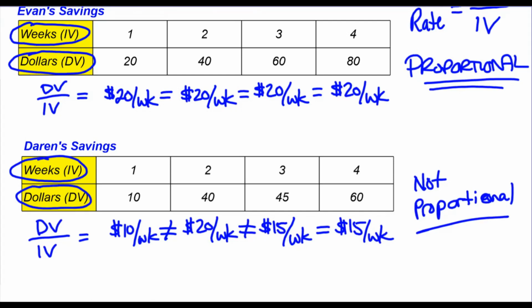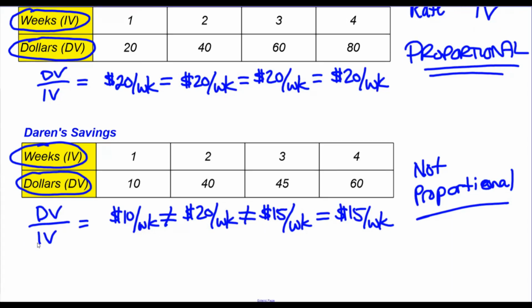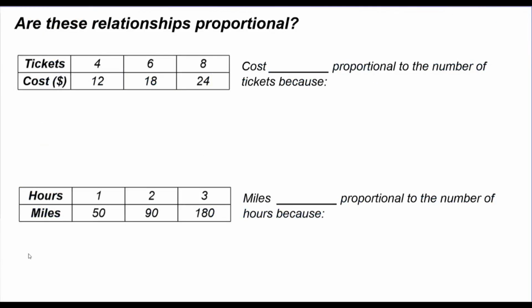So that's how we can identify a proportional relationship in a table. See if all of the ratios are equal, or see if they all have a constant, unchanging unit rate. So let's take a look at these tables and determine if they are proportional or not. So here we've got a table of tickets and the cost for any number of tickets. So what we're going to do is find our unit rate.